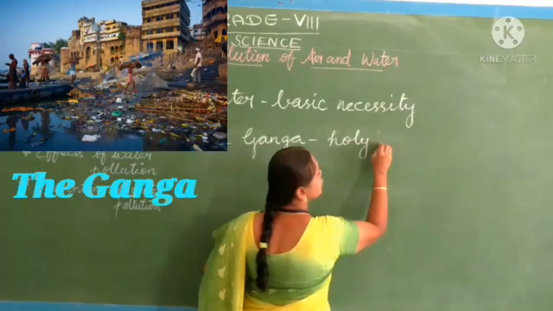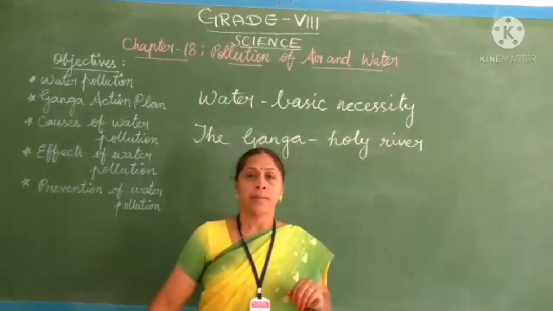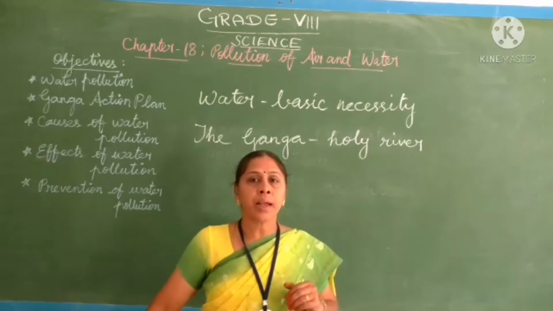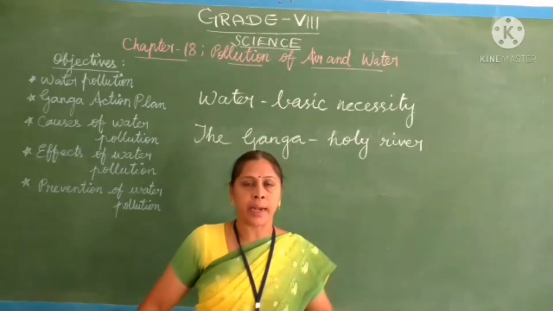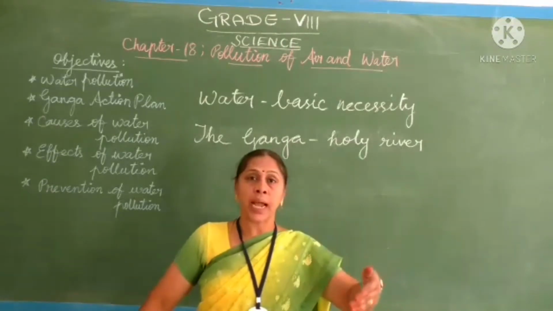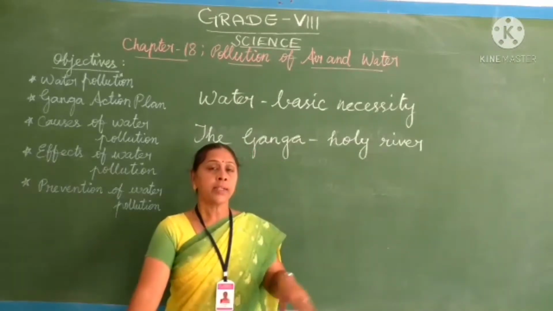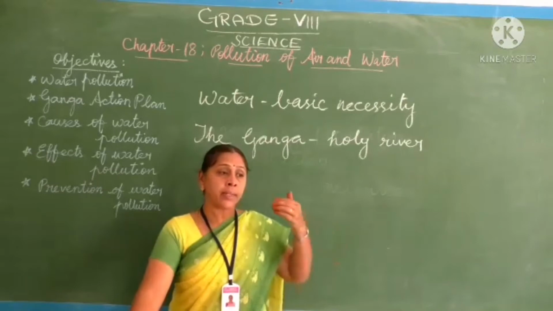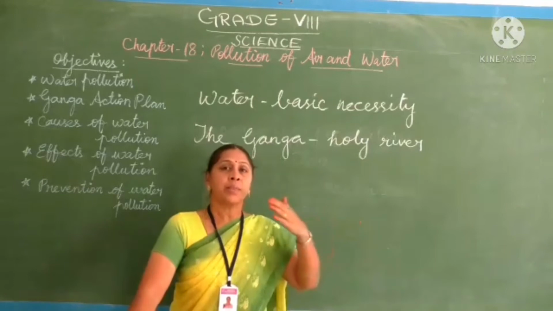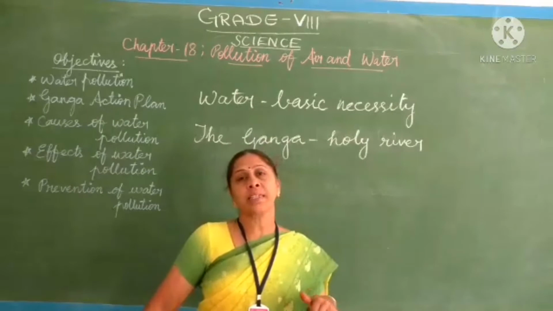Why it is considered to be a holy river means there is a belief that if the dead bodies are thrown in that, the person who died may go to heaven. There is a belief like that. And so this is considered holy, and this river flows through the cities with many temples, and many industries are also present in those cities.